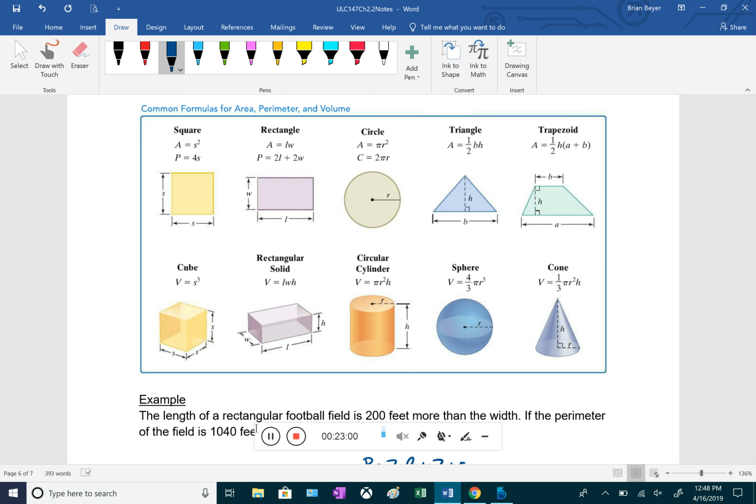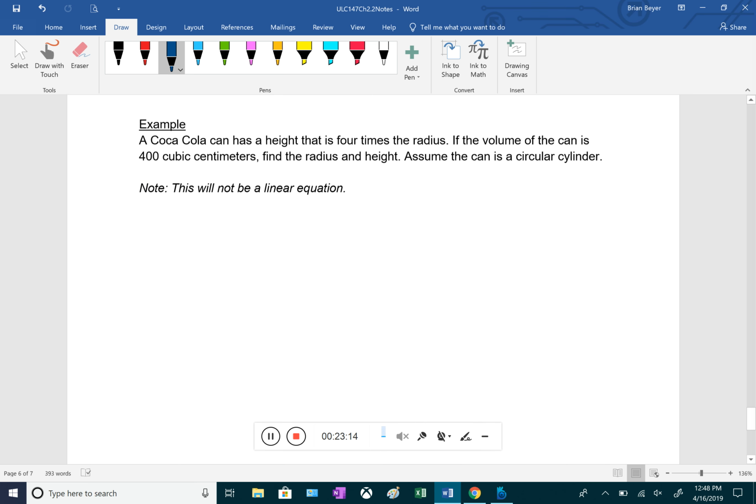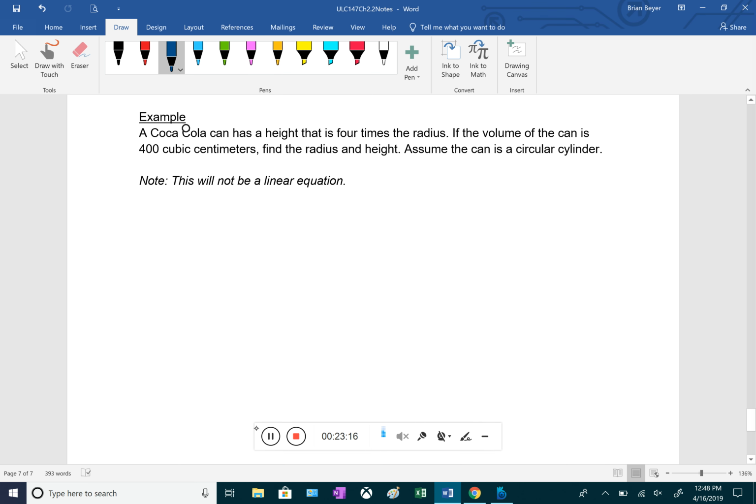So a circular cylinder is right here. Taking a look at it, that does kind of resemble approximately what a pop can would look like. So the formula for this is volume equals pi r squared h. So the formula we're going to be using is volume equals pi r squared h. Once again, pi is approximately 3.14. So this one will obviously need a calculator.